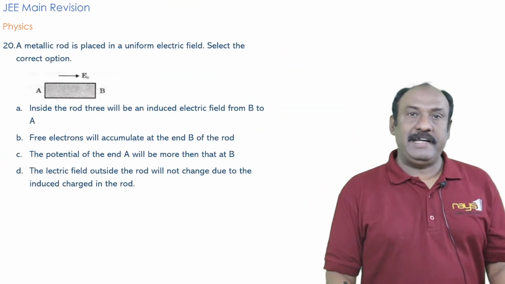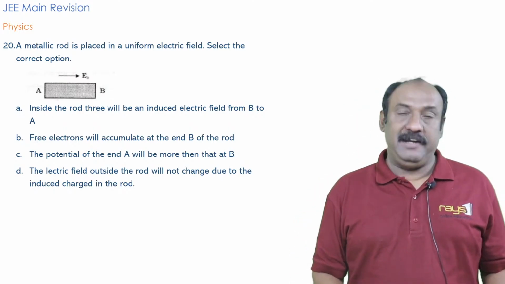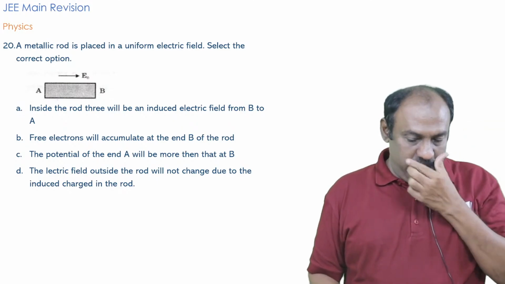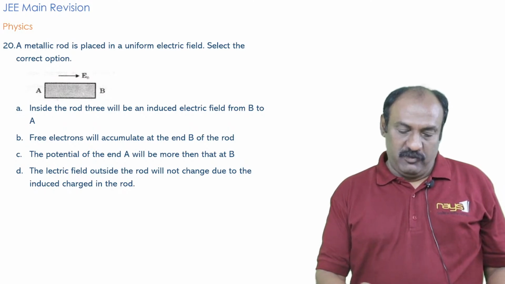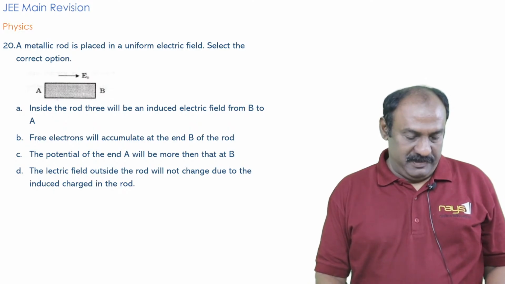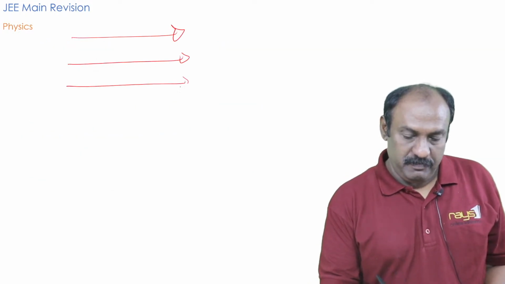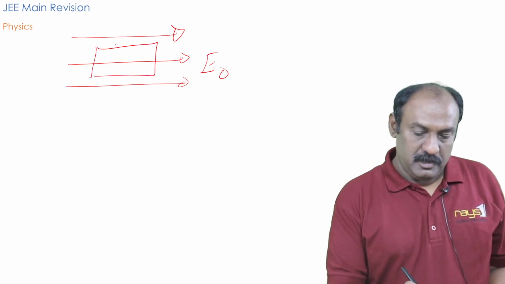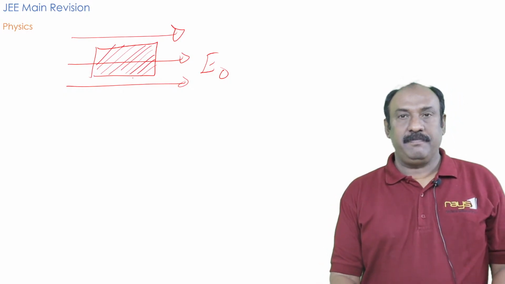Question number 20. A metallic rod is placed in the uniform electric field. Select the correct options. Inside the rod there will be an induced electric field from B to A. Free electrons will accumulate at end B. Potential at end A will be more than that of B. Like that, options are given. So this is the electric field intensity E naught, and a rod is kept inside the electric field.